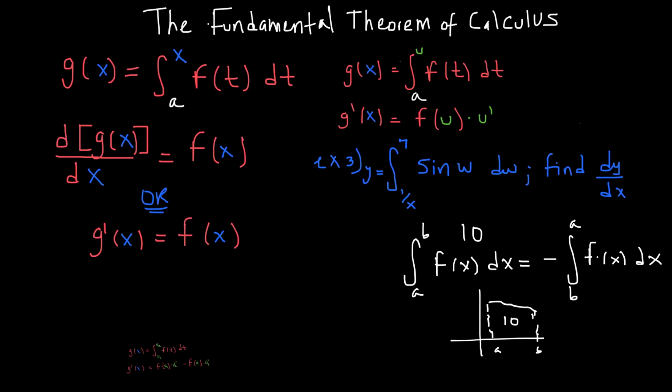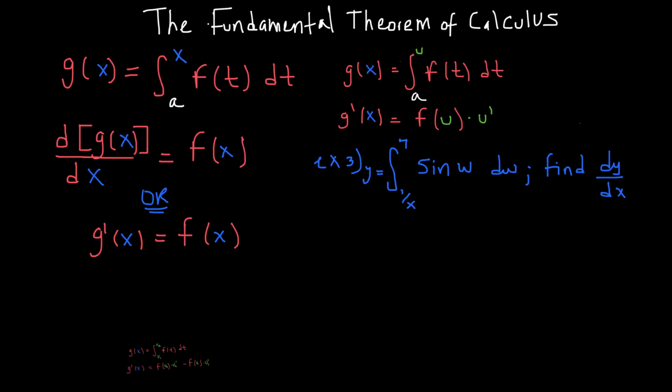But what if you change the limits and now you go from b to a? Well, the area hasn't changed. It'd still be 10. But because you are going from right to left, now you have to stick a negative next to it. So if you swap the upper and lower limits, your integral is now negative. And I'm going to use that to take on this integral function.